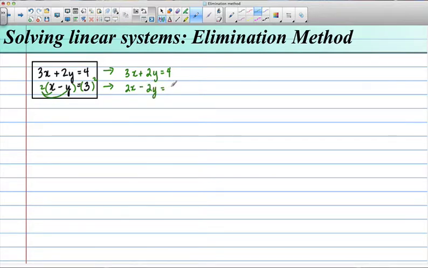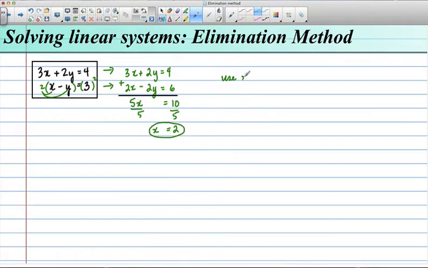equals 6. Now we can add up the two equations, collect our like terms for x's. The y's become a 0 pair, and 6 plus 4 is 10. Divide by 5, divide by 5, x is equal to 2.